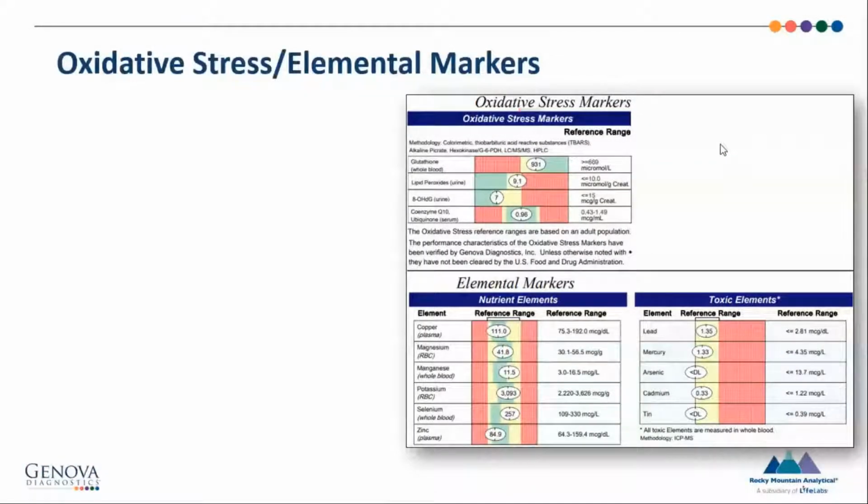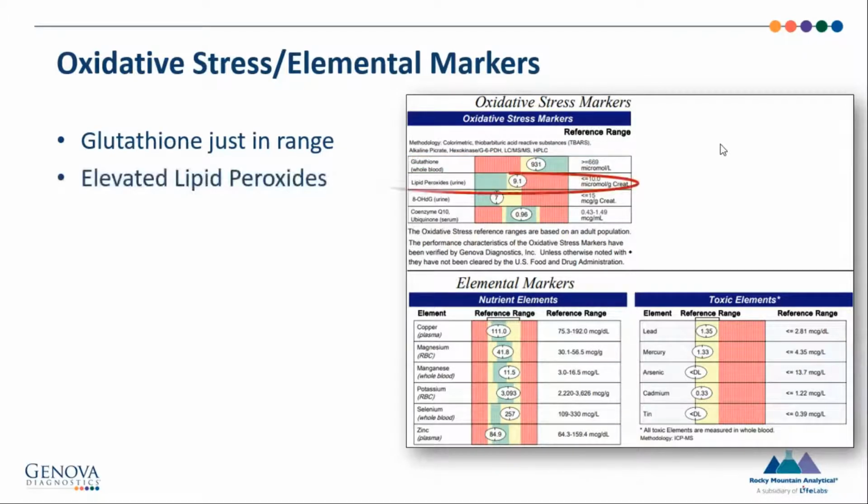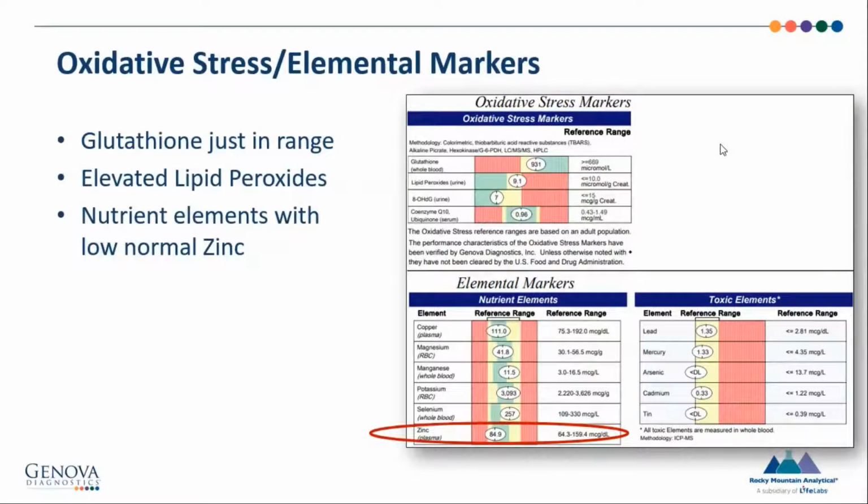What about ox stress? Well, her glutathione, to me, is a little bit lower than I'd like it to be, right? You really like to see glutathione in the green, so it's just in range. That might be something worth supporting. And then her lipid peroxides are in the yellow. So there's oxidative stress damage. The 8-OHDG looks okay, but between kind of a low normal glutathione and a higher lipid peroxide finding, antioxidant support is called for. The CoQ10 looks fine to me, but as far as nutrient elements, just by direct measurement, look how low her zinc is.